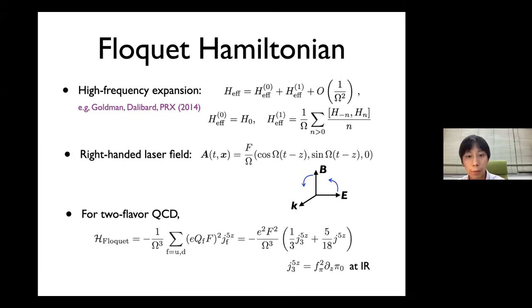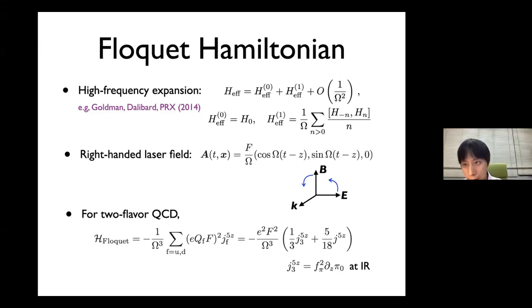2/3 for up quark and minus 1/3 for down quark. And Jf5 is the axial current for each flavor. We can also write this flavor axial current by using the isospin triplet and isospin singlet axial current in this way. Okay.